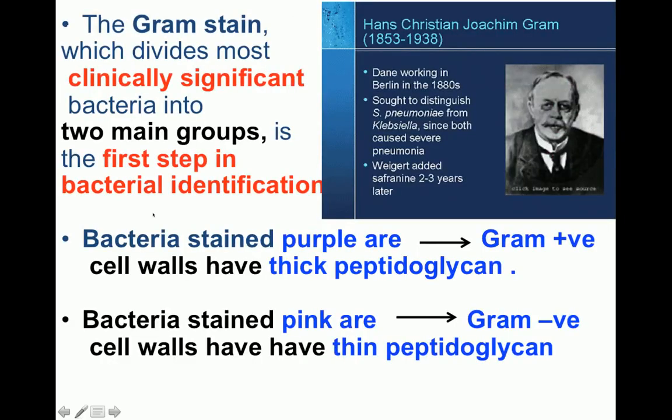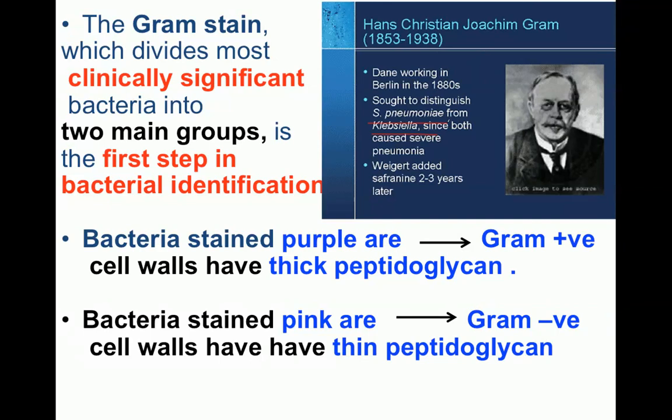Now coming to gram staining, which is something very important. Gram staining was first done by Hans Christian Gram somewhere in 1853. He was basically working on two organisms which are responsible for pneumonia, and I've already told you the one is Klebsiella and the other is Strep pneumoniae.